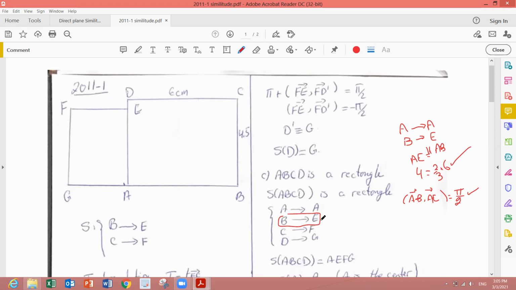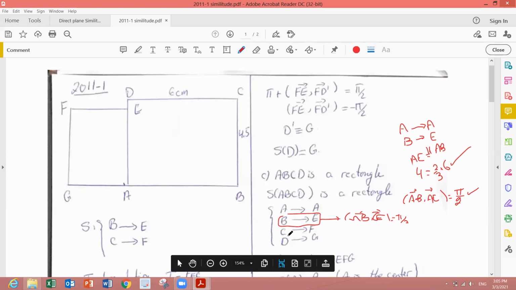Geometrically, if we suppose that omega is the center, then the angle omega B omega E equals 90, pi over 2. Then omega belongs to the circle with diameter BE. The circle with diameter BE passes by A, since angle AEB is a right angle.